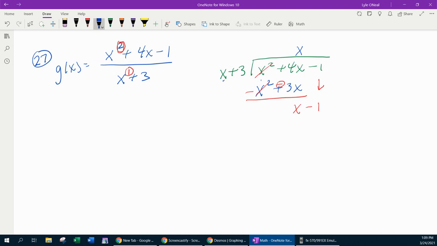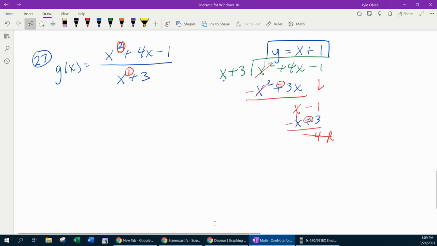What would I multiply x by now to make x? Positive 1. 1 times x is x. 1 times 3 is 3. Draw the line, change the sign, and then combine. That's going to give me minus 4 as a remainder, which I could care less about. What I'm concerned with is the quotient. The quotient, written as a linear equation, is your slant asymptote. And now I'm going to prove that that is the answer.